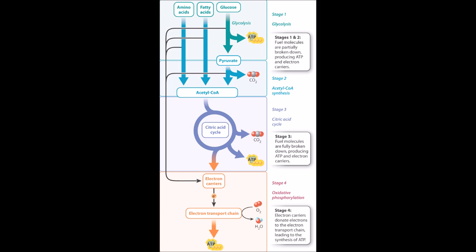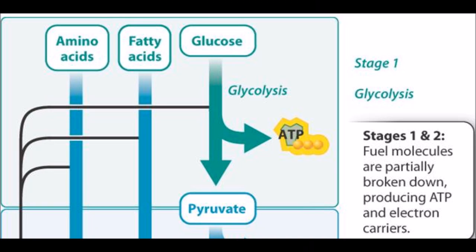Step 1, glycolysis. Step 2, acetyl-CoA synthesis. Step 3, citric acid cycle. And step 4, oxidative phosphorylation or the electron transport chain. In step 1, glycolysis, fuel molecules are partially broken down, producing ATP and electron carriers. This occurs inside the cytoplasm.